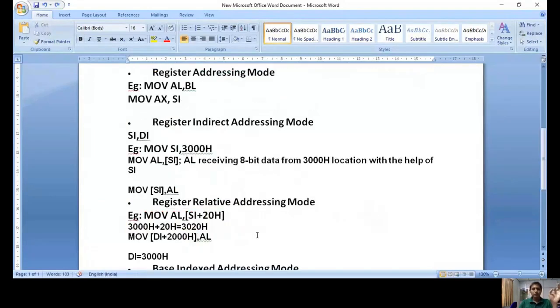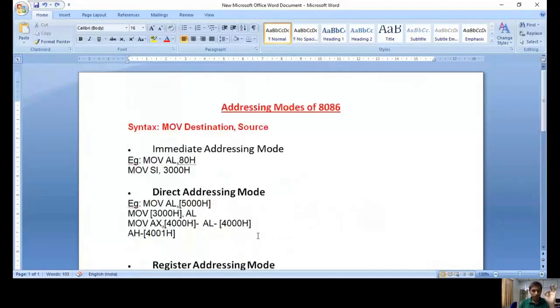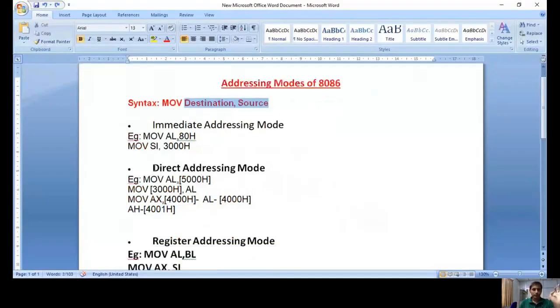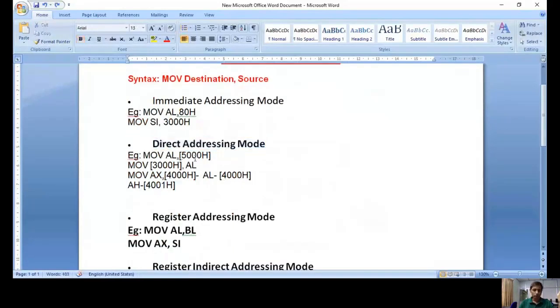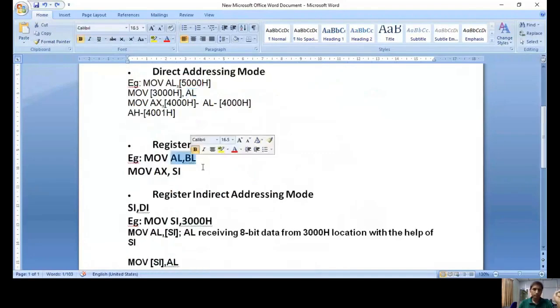Let us see finally. In immediate addressing mode, the source operand must be either 8-bit data or 16-bit data, and the destination operand must be a register. The syntax for any addressing mode is MOV destination operand, comma, source operand. In direct addressing mode, between the source operand and destination operand, one must be memory and the other must be a register. Memory can be represented in the form of a square bracket. For example, if memory is on the source operand side, the register must be the destination; if memory is on the destination operand side, the source must be a register. In register addressing mode, the source operand and destination operand both are registers.